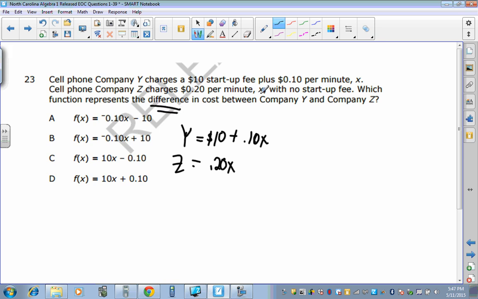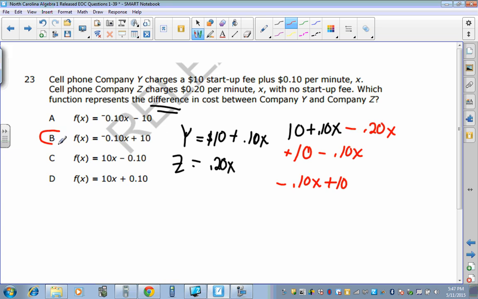Difference means to subtract. So company Y was 10 plus 0.10x. We're going to subtract Z, which was 0.20x. That gives you 10 minus 0.10x, and that's a positive 10. That's the same thing as saying negative 0.10x plus 10. That would be B.